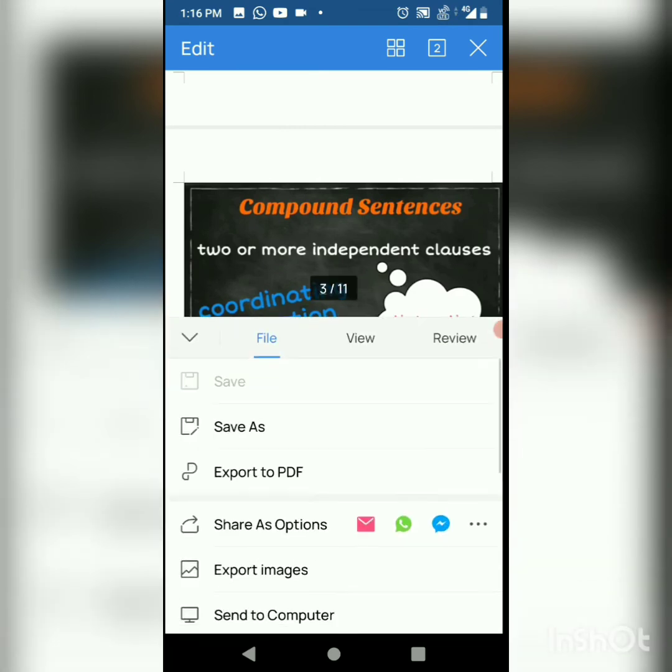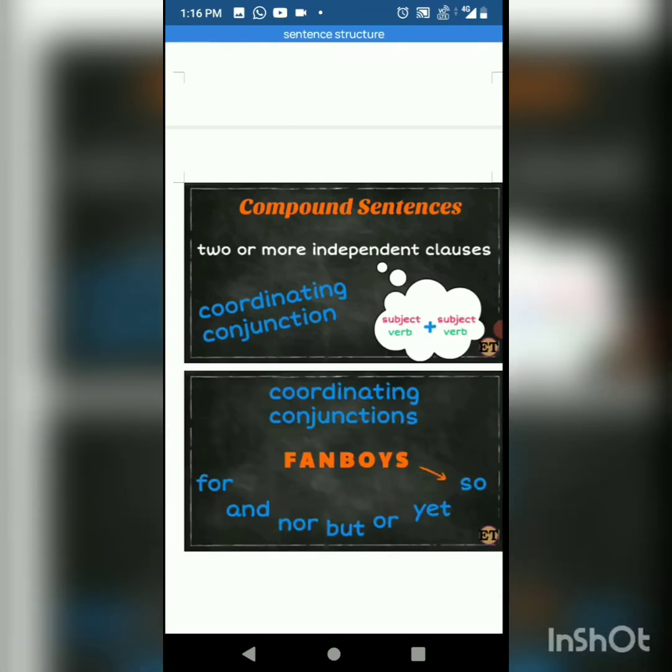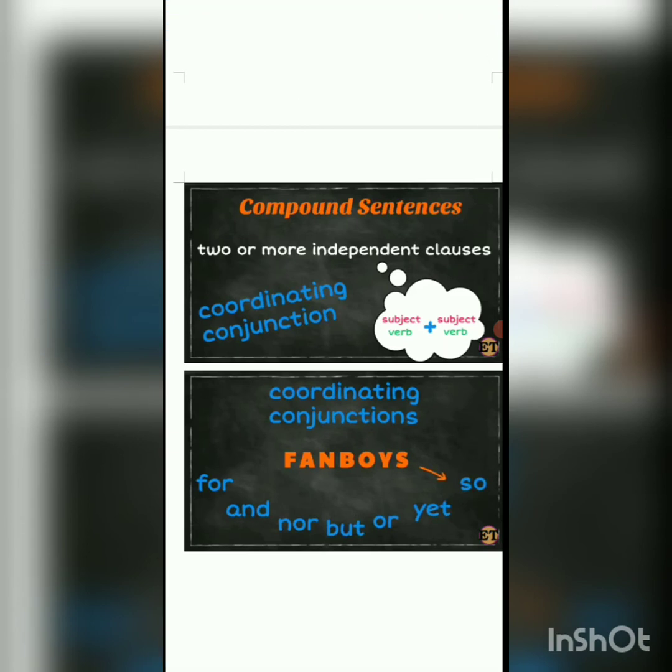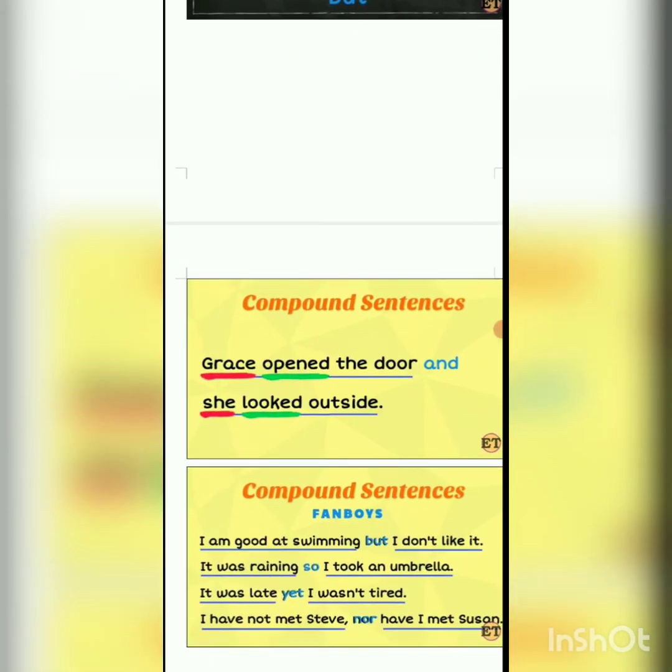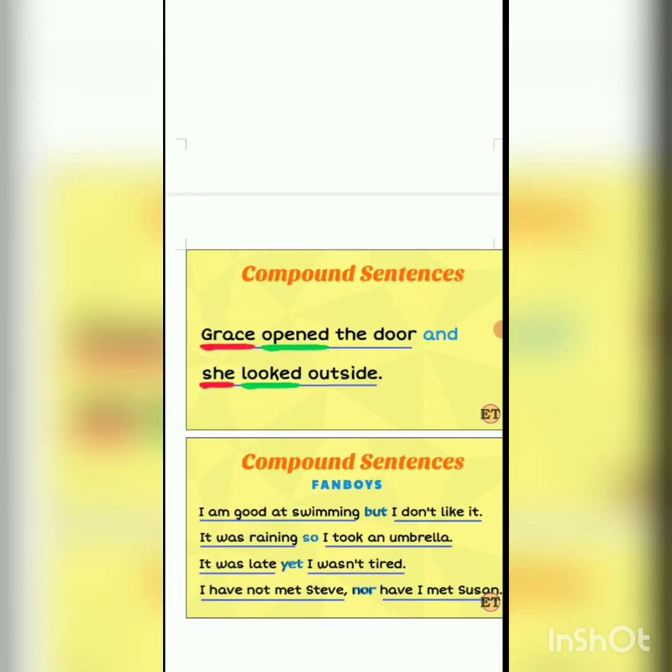This you can also remember by the acronym FANBOYS. Okay, F for, A for and, N for nor, B for but, O for or, Y for yet, and S for so. So when you remember this acronym FANBOYS, you can learn all these coordinating conjunctions. So compound sentences are made up of two independent clauses which are joined by coordinating conjunctions. See here children, Grace opened the door and she looked outside. So here we have two independent clauses which are joined by the coordinating conjunction and.